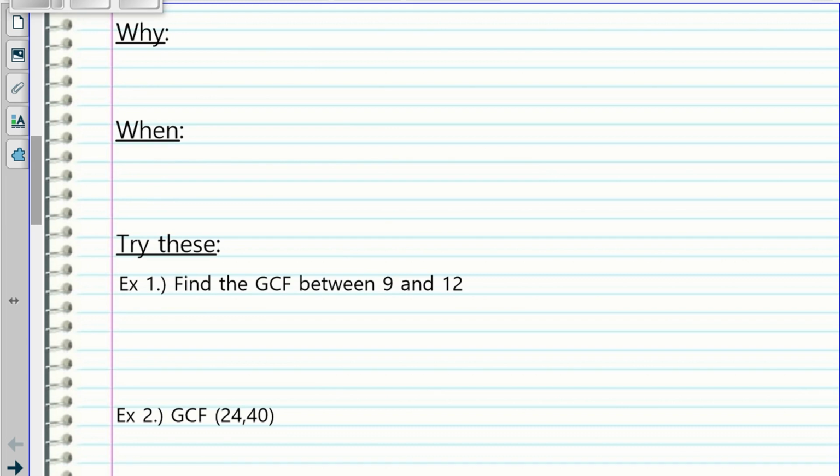So the question is why are we doing this? Why do we need to know the greatest common factor? All right, I'll give you a little heads up. If you were to reduce something like 9 over 15, knowing the greatest common factor will help you reduce a fraction, okay? So you don't need to know this right now. I'm just giving you a reason why this is important.